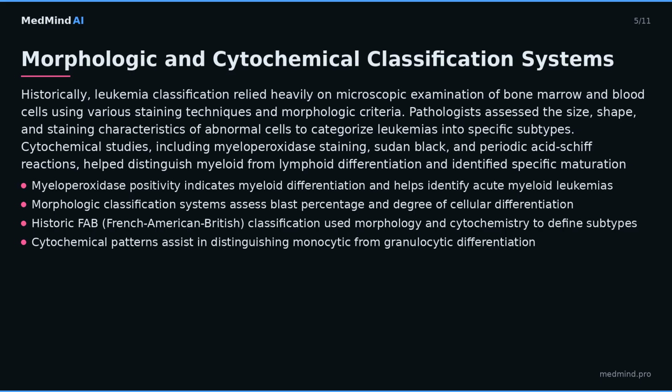Key points: myeloperoxidase positivity indicates myeloid differentiation and helps identify acute myeloid leukemias. Morphologic classification systems assess blast percentage and degree of cellular differentiation. Historic FAB, French-American-British, classification used morphology and cytochemistry to define subtypes. Cytochemical patterns assist in distinguishing monocytic from granulocytic differentiation.